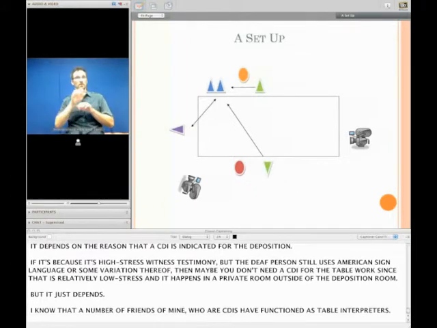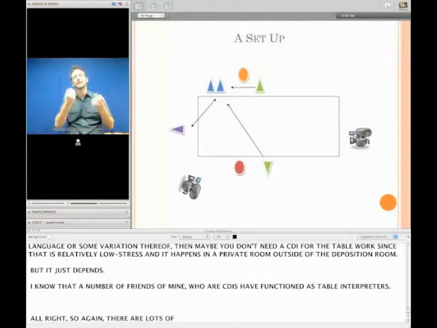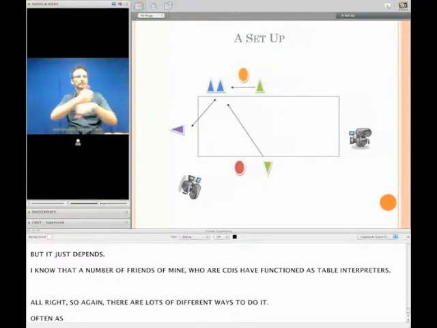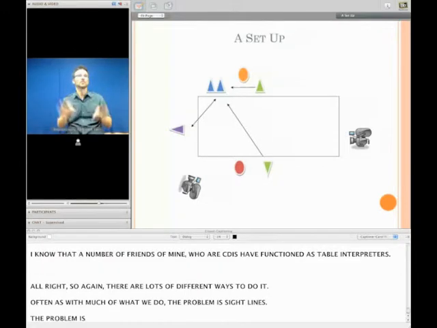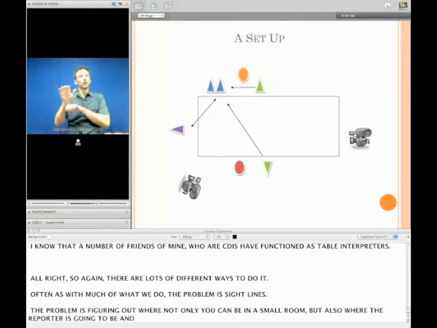All right, so again, there's lots of different ways to do it. Often, as with much of what we do, the problem is sightlines. The problem is figuring out where not only you can be in a small room, but also where the reporter's going to be and where the cameras are going to be and all of that.